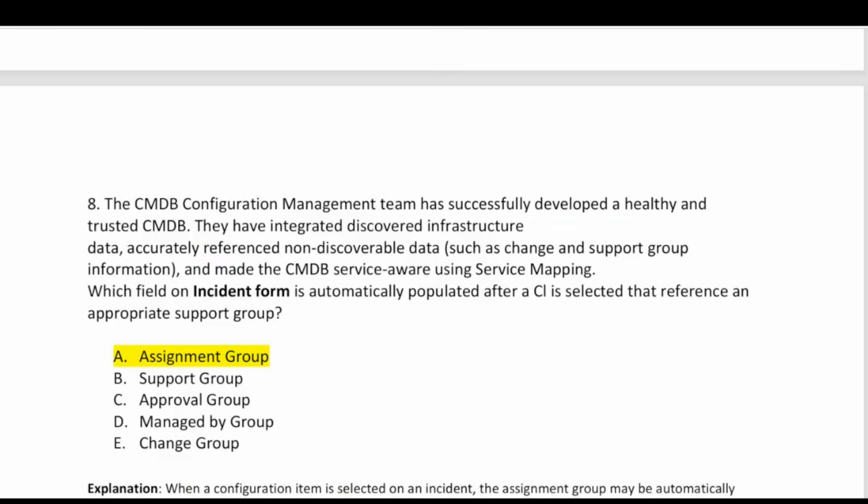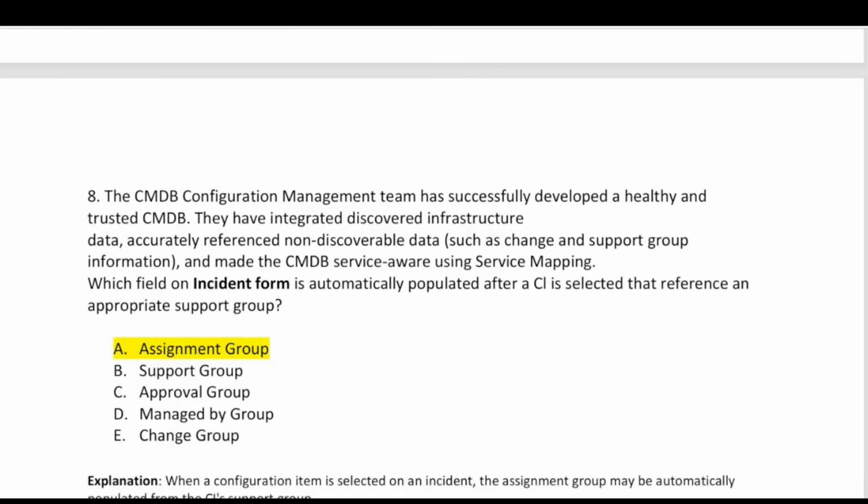Question is, the CMDB configuration management team has successfully developed a healthy and trusted CMDB. They have integrated discovered infrastructure data, accurately referenced non-discoverable data such as change and support group information, and made the CMDB service aware using service mapping. Which field on the incident form is automatically populated after a CI is selected that references an appropriate support group?